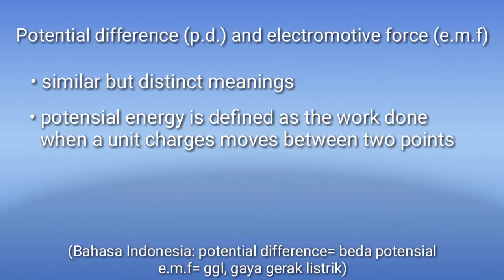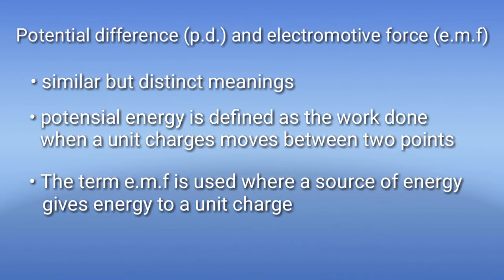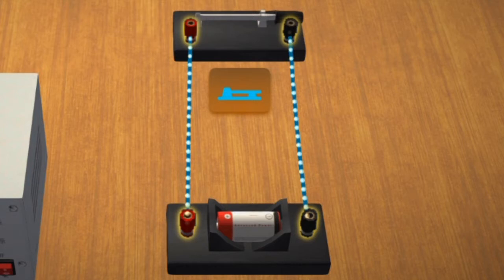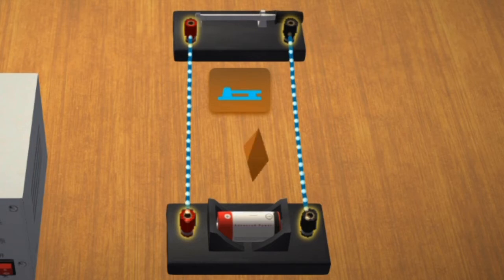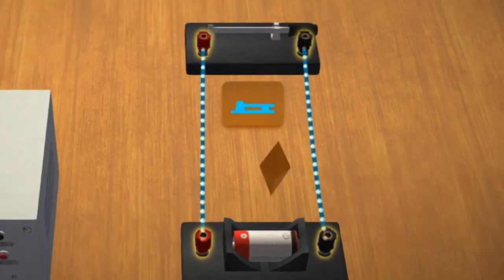The term electromotive force, or as we used to say EMF, is used where a source of energy, such as a cell, gives energy to a unit charge. However, it is a little more precise than this. If you feel a battery after it has delivered a current for some time, it is warm. This means that, as well as the battery giving energy to the charge, it is doing some work in overcoming resistance in the battery itself. When EMF is defined, this work is included.